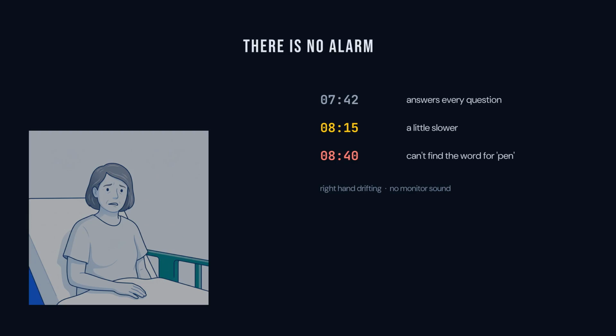There is no alarm. At 7:42 she answered every question. By 8:15 she was a little slower. And just now, at 8:40, she could not find the word for the pen in her own hand. Her right hand has drifted off the blanket, and no monitor in this room is making a sound.